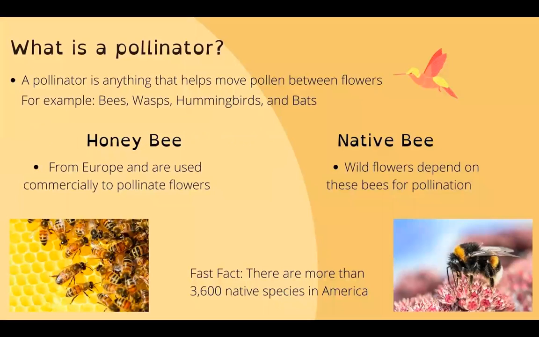So first, what is a pollinator? A pollinator is anything that helps move pollen between flowers, such as bees, wasps, hummingbirds, and bats. For my study specifically, we'll be looking at honeybees and native bees. The major difference is that honeybees are not native to the Americas and are usually used to commercially pollinate flowers. Their honey is what we usually see in grocery stores.